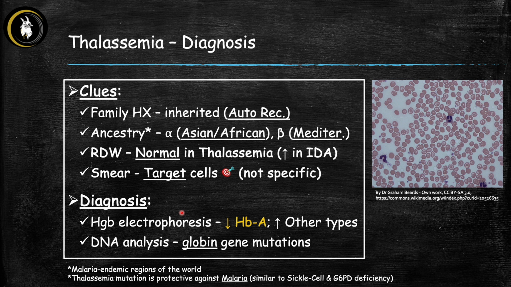Now, to actually confirm the diagnosis of thalassemia, we have two good tests. The first one is hemoglobin electrophoresis. So you can check out the patient's hemoglobin, and you would expect to see low levels of the normal hemoglobin A and elevated levels of the other types. And then you can also do DNA analysis in some cases to confirm the diagnosis and identify the specific genetic mutation.